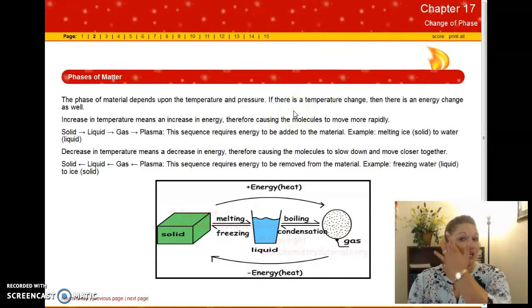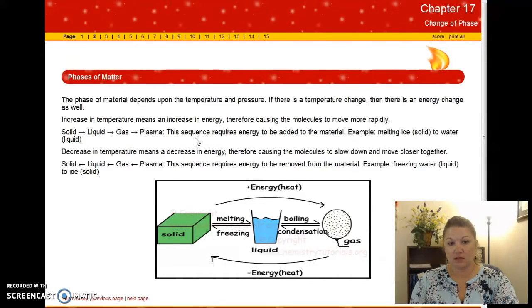If there's a change in temperature, then there's going to be a change in the energy as well, right? Because we know from previous chapters that temperature is directly proportional to the kinetic energy of the molecules. So if we increase the temperature, that means we're increasing the energy. Molecules are going to move more and have more collisions, right? When this happens, materials will change from solid to liquid to gas, and if we go a step further, plasma. So we have to have some kind of heat source, some energy input into the system. This requires energy to happen.